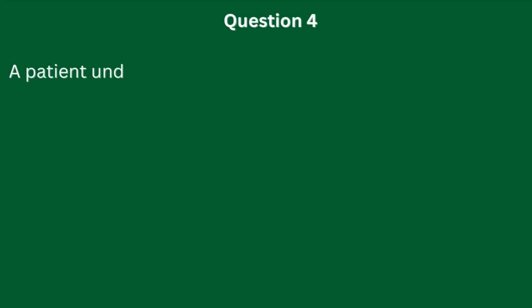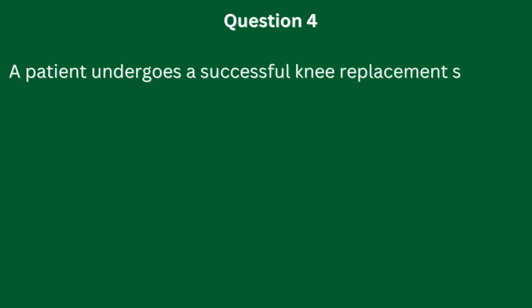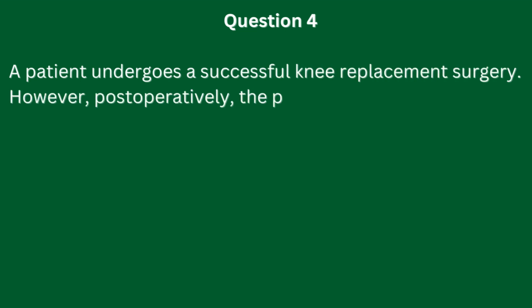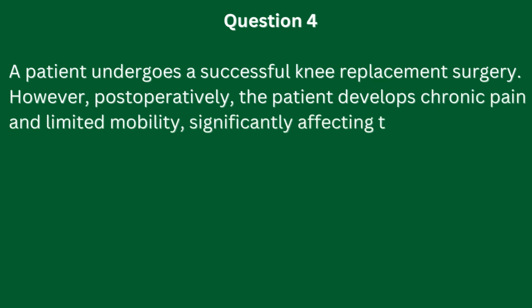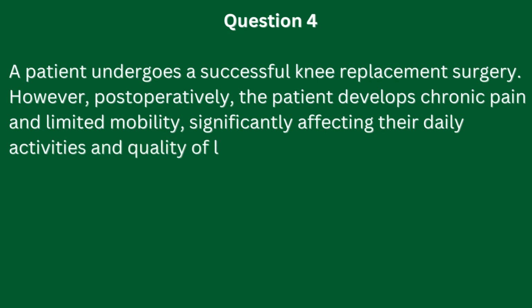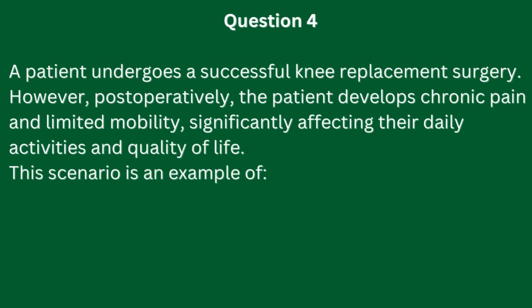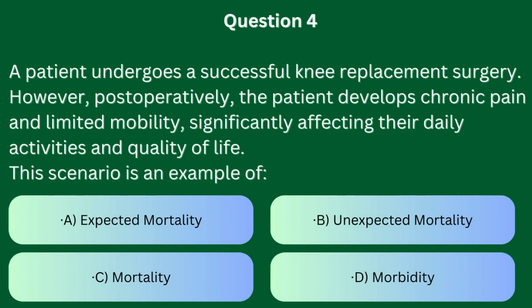Question number 4. A patient undergoes a successful knee replacement surgery. However, post-operatively, the patient develops chronic pain and limited mobility, significantly affecting their daily activities and quality of life. This scenario is an example of A. Expected mortality, B. Unexpected mortality, C. Mortality, D. Morbidity. The correct answer is D. So morbidity refers to consequences and complications resulting from disease or its treatment, and these complications usually affect the quality of life for the patient.